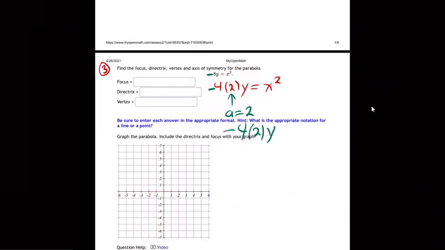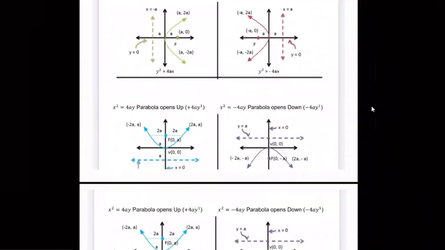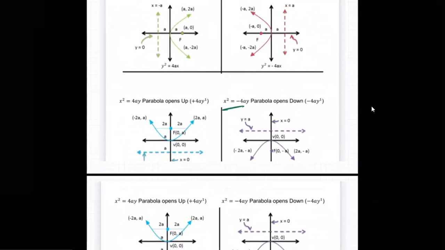4 times 2y. Negative y is down, isn't it? This parabola's branches are going to go down like that, aren't they? It's got to, because the negative y is down. And that's what we see right here. Ours looks like this, doesn't it?